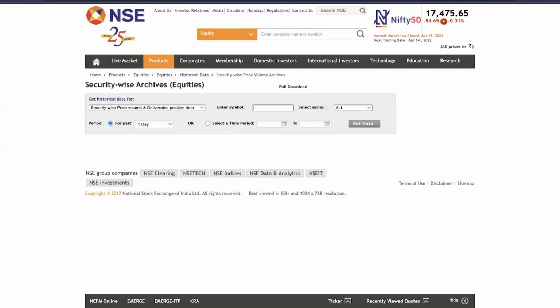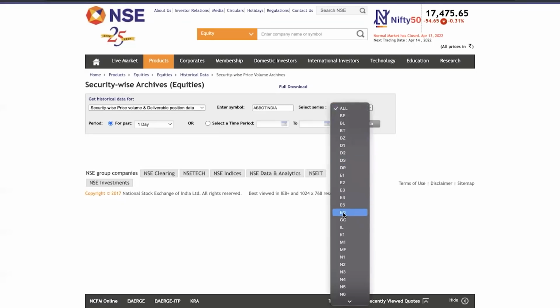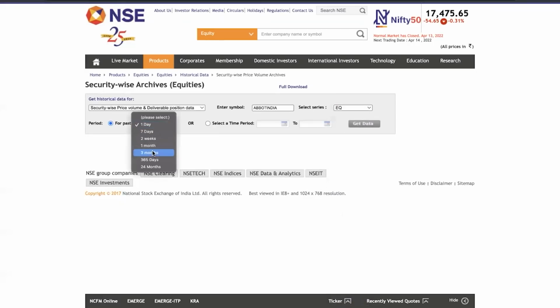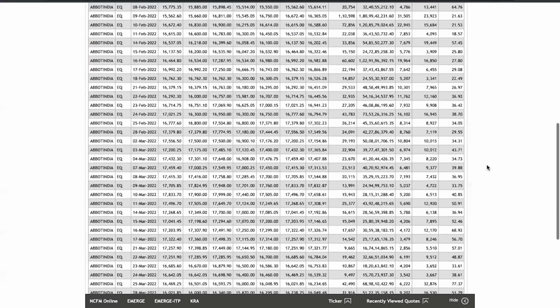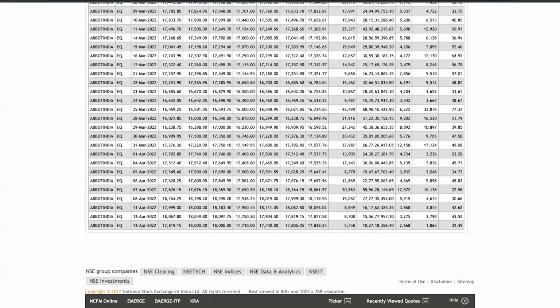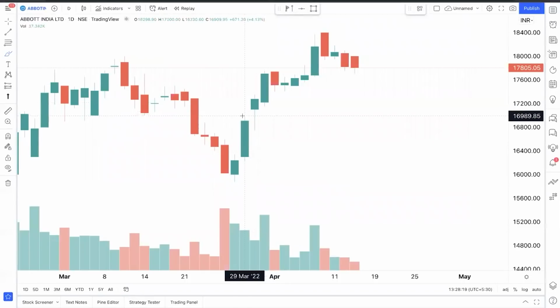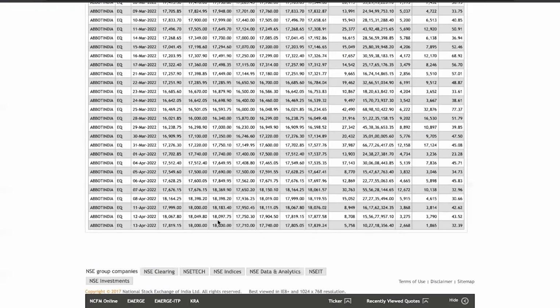Now guys, I'm again on the NSE page where I type the stock name, and I want the equity position where I can find, in the last 3 months, where exactly the delivery percentage was high. Now if you check here, this is the particular candle we are talking about, the 29th March candle. Let's understand that particular zone. I'll zoom it for you.